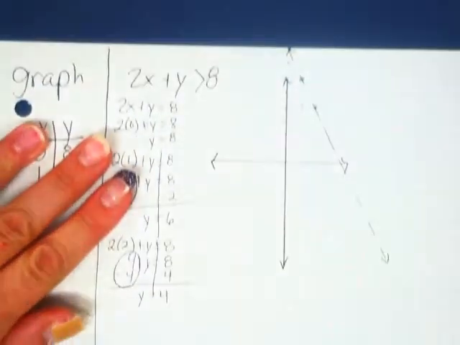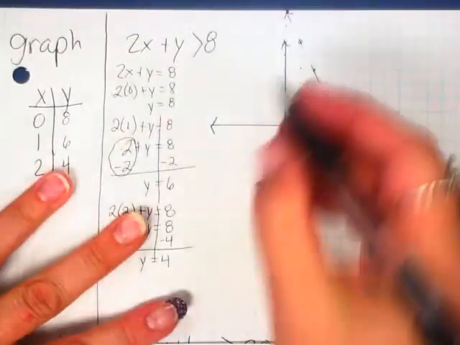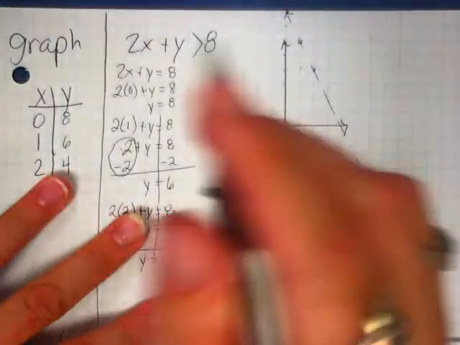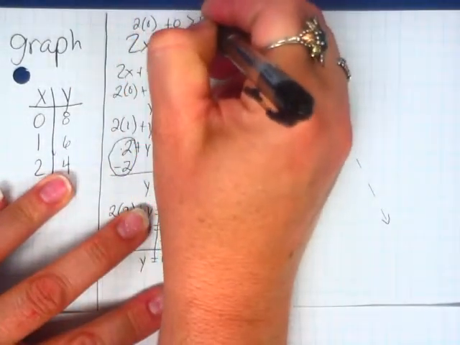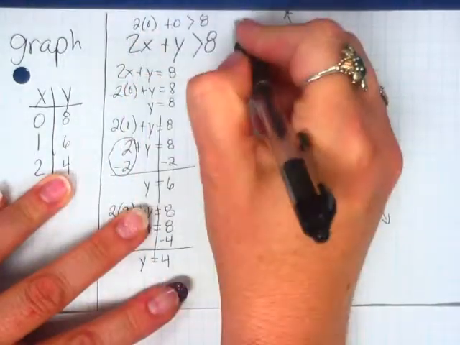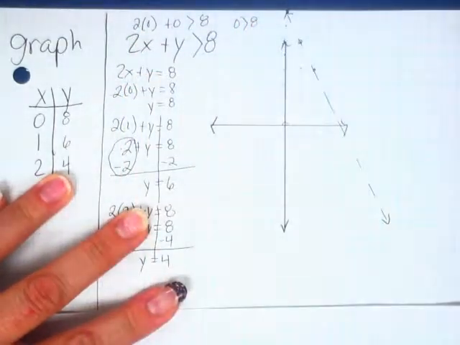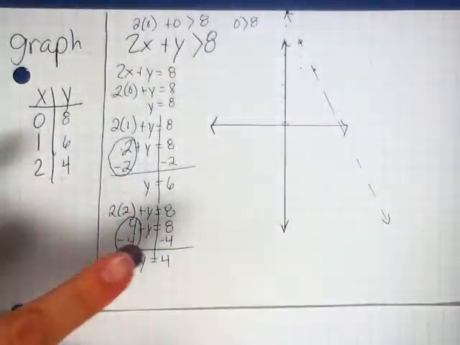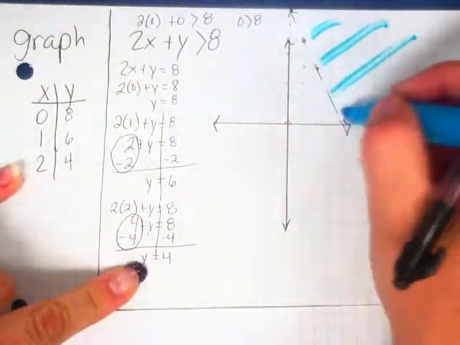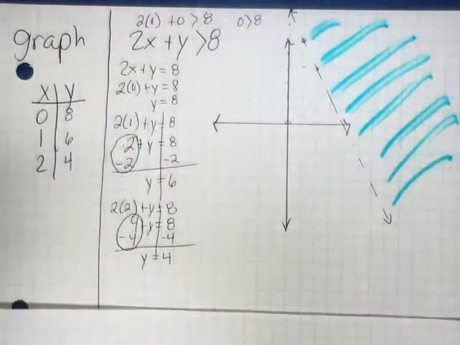I need to see which side I'm going to color in, so I'm going to use (0, 0) because it's not on that line. So I get 2 times 0 + 0 is greater than 8. 0 + 0 is 0, and 0 is not greater than 8. So where (0, 0) is, I'm not coloring in because (0, 0) did not work. So we color in all this side.